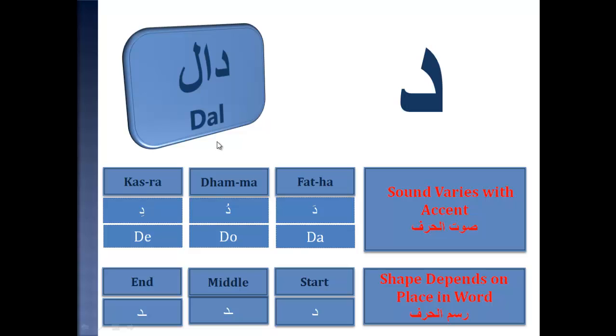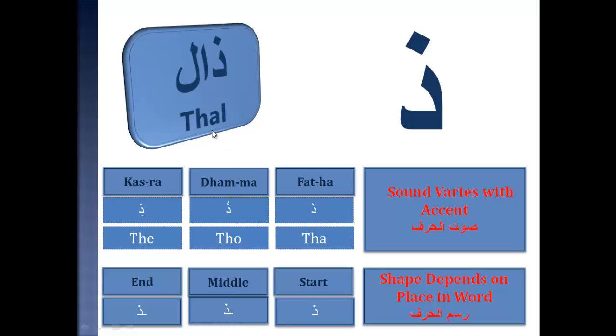The next letter is dal. The three basic sounds are da, du, and di. As you recall, dal does not connect to the letter after it, and this letter keeps its shape whether it's the beginning, middle, or the end. For the middle and the end, it'll either appear in its shape or connected depending on the letter before it.